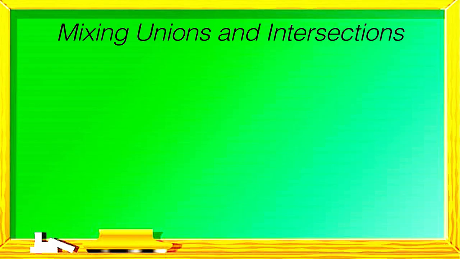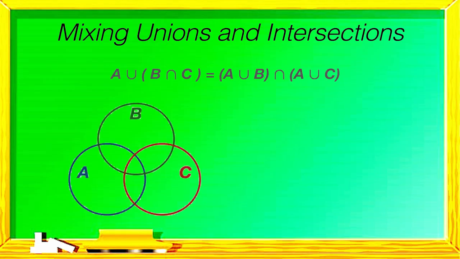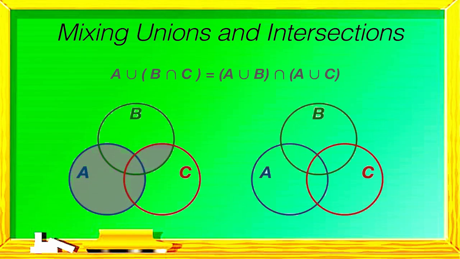We also have a couple of identities involving both unions and intersections. For 3 sets, A, B, and C, taking the union of A with the intersection of B and C is the same as if we take the union of A and B and the union of A and C separately and then take the intersection. This looks a lot like multiplying out the brackets, and so it's relatively easy to remember. But how do you remember which order the union and intersection signs come in? Luckily, you don't need to.